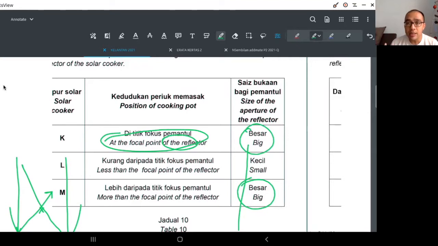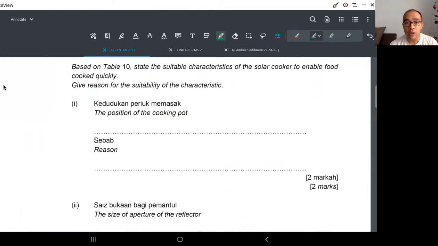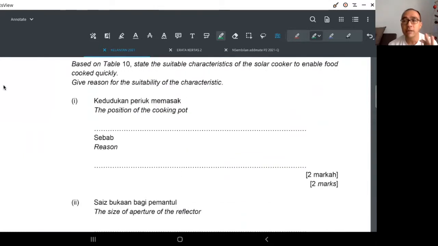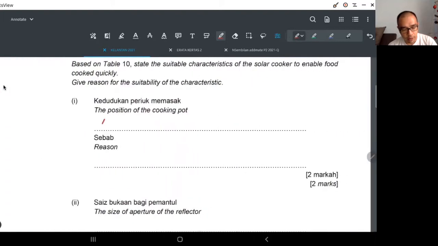So when you analyze this table, you find that, oh okay, K is the one that I need to choose because K has both. Then only you answer the question. This is how I will usually approach this kind of question. I make all the choices first, then I answer the questions berdasarkan apa yang saya sudah pilih. Don't go and look into the question first. Just analyze the table first. The table is always there for you to analyze. So the position of the cooking pot, you can directly copy from here: at the focal point of the reflector.